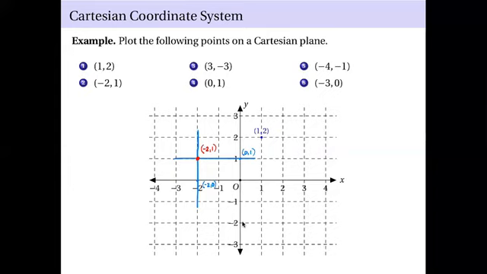Okay. So here's your point, -2, 1. Same is true with 3 comma negative 3. So it's in here. You have 3 units for the x and then negative 3 units for the y. So this is your negative 3 here for the y. This is your positive 3 here for the x. Okay? So this will be the point 3 comma negative 3.